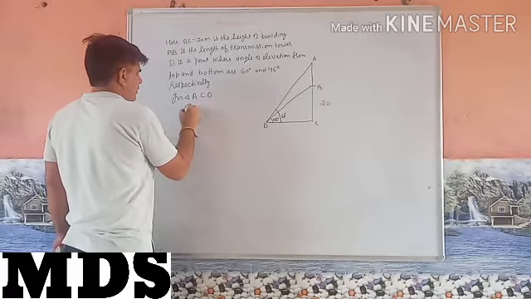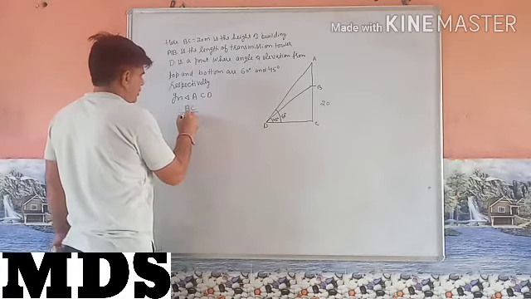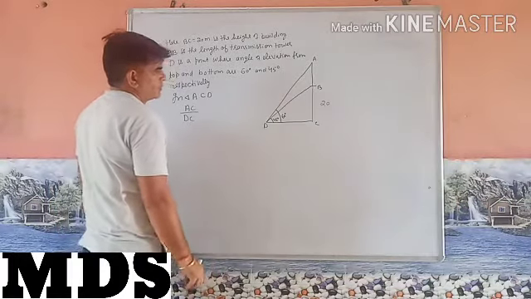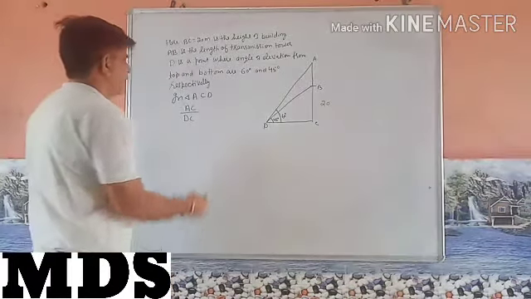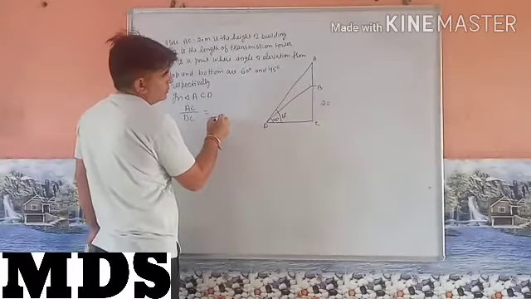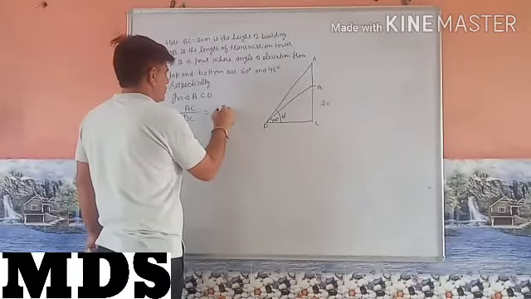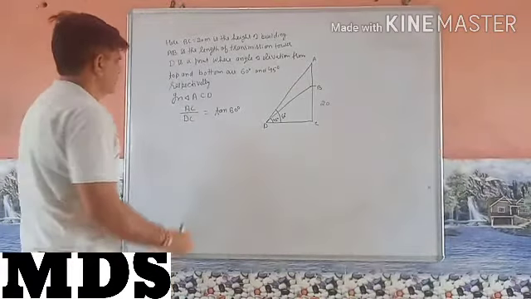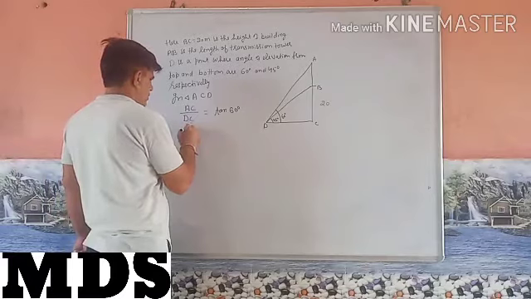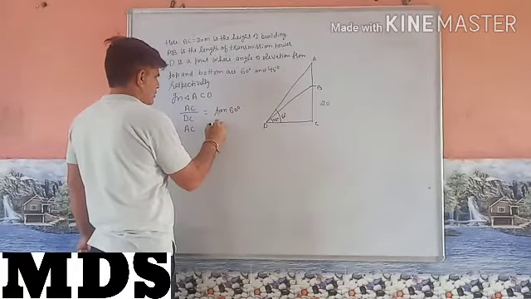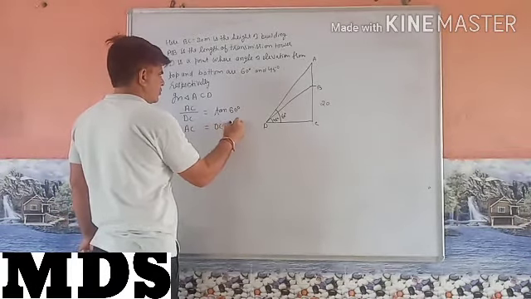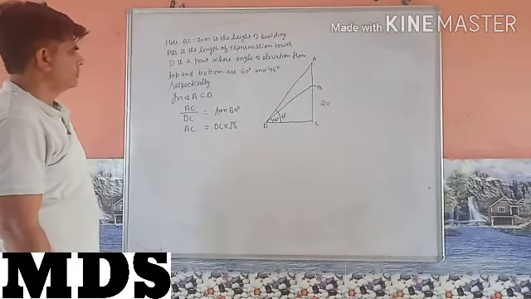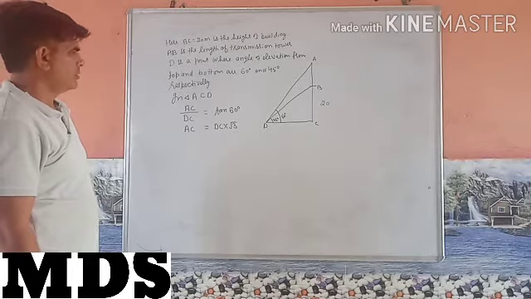ACD. In triangle ACD, DC is equal to tangent of 60 degree. So AC is equal to what? DC into under root 3. Understood?